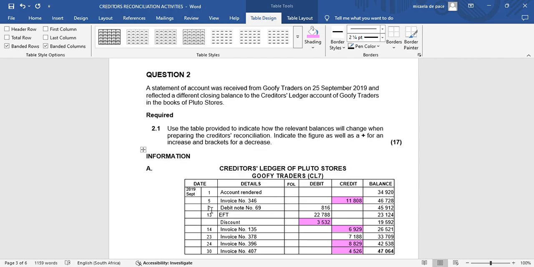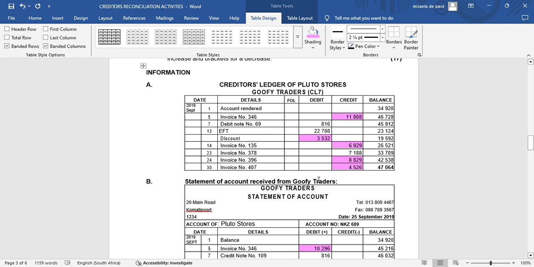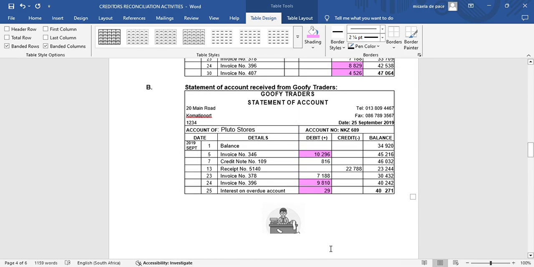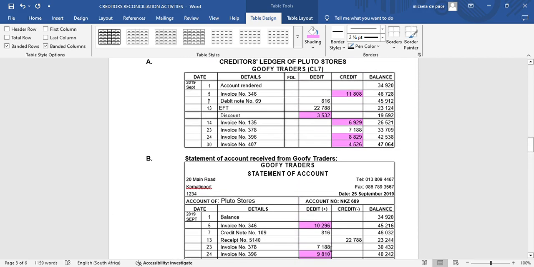amount owed. I remind you that the first thing you're going to do is identify who we are and who they are. If you have a look here, it tells you the creditor's ledger is of Pluto Stores and the creditor is Goofy. So over here I will say we are Pluto Stores and they are Goofy. And then they give you a creditor's ledger account and they give you a creditor's statement.